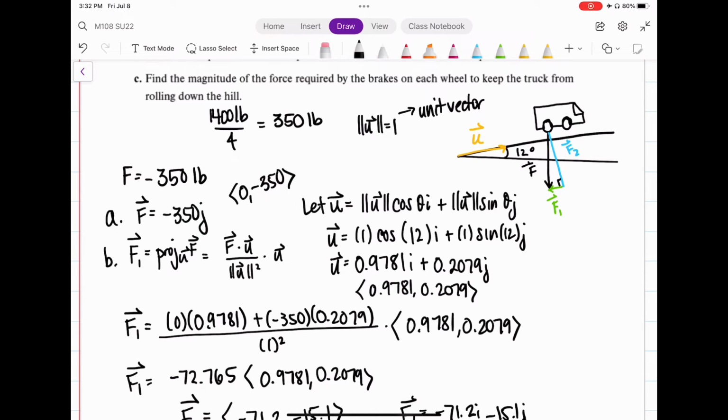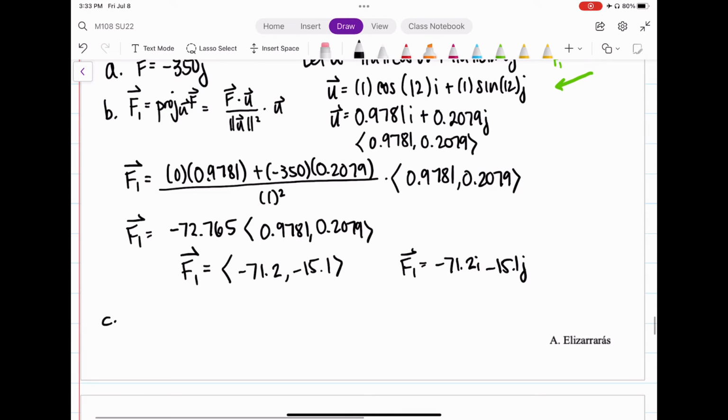And notice that the F1 vector is to the left. In order to keep the truck from rolling, the brakes are going to be acting in the opposite direction. So we need to calculate the opposite of vector F1. The opposite of vector F1 is found by taking vector F1 and making it negative. So we then have negative, negative 71.2i minus 15.1j.